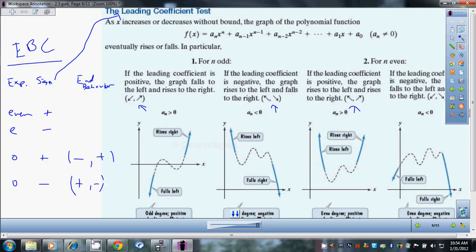So odd. Odd positive means it's going to go from negative infinity to positive infinity. Odd exponent with a negative coefficient, and it's going to go from positive infinity to negative infinity. They'll always be infinity. Now, with even exponents, that's going to be these 2 scenarios. Even positive, it's going to go positive, positive, like a touchdown. Even negative, negative, negative.